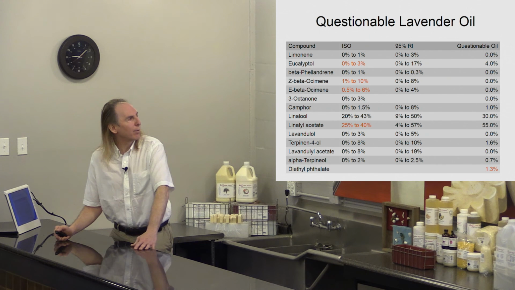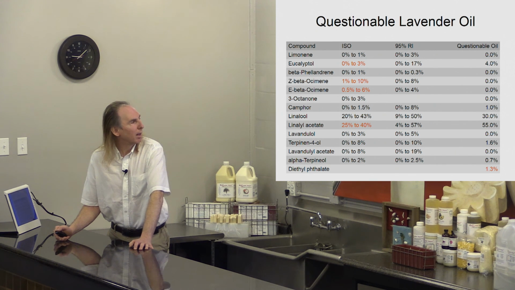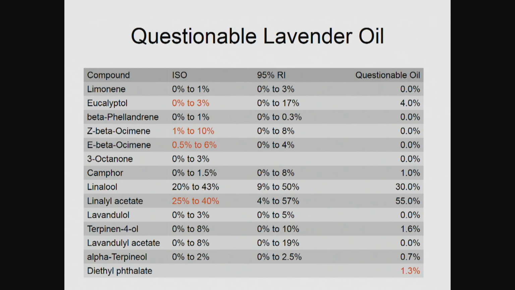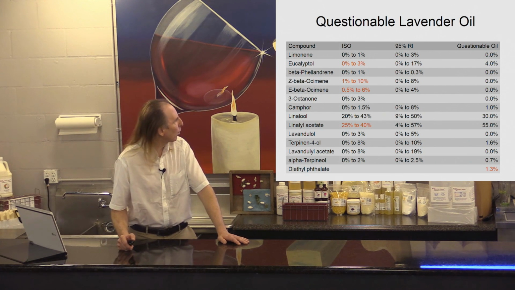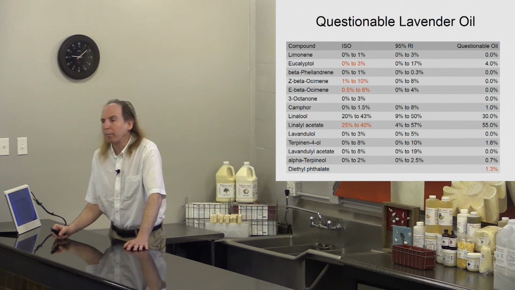Here's a questionable lavender oil, and the places where it has a problem. Eucalyptol should be between 0 and 3%. We find it at 4%. This is within the 95% reference interval for just about everything. It's out of spec for the ISO, and you might say, well, that's kind of like the juniper berry oil, except for one thing, and that's the very one at the bottom, diethyl phthalate. We find it at 1.3%.